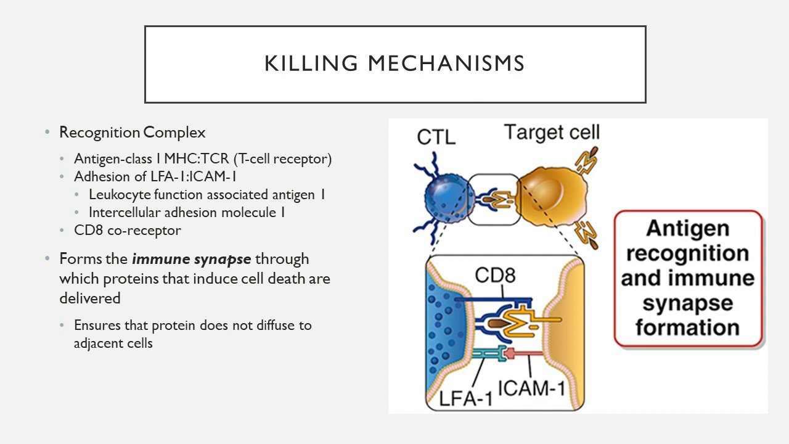These other components, like the CD8 co-receptor and the adhesion molecules, are important for forming what's called the immune synapse. I like to think of this as a conduit through which these cell-killing proteins can be delivered. So instead of just delivering these cell-killing proteins to the extracellular space in the vicinity of the target cells, this synapse more efficiently delivers those cell death proteins directly to the target cell through this sort of conduit, ensuring that only the target cell receives these proteins and not just other adjacent cells.